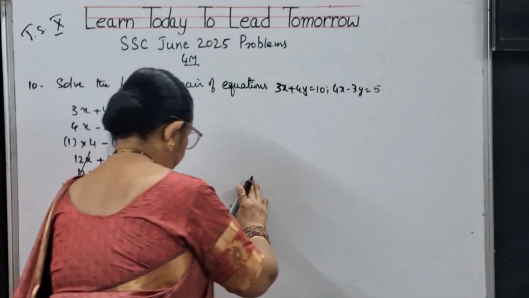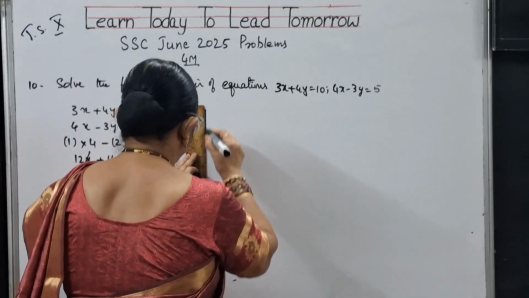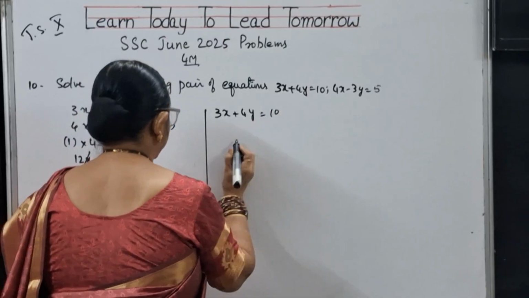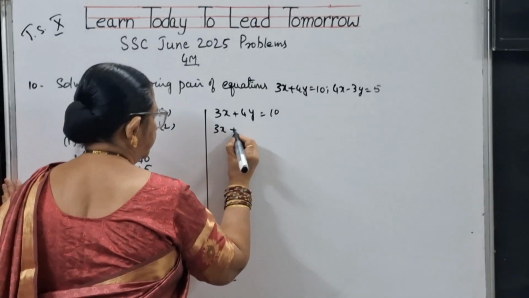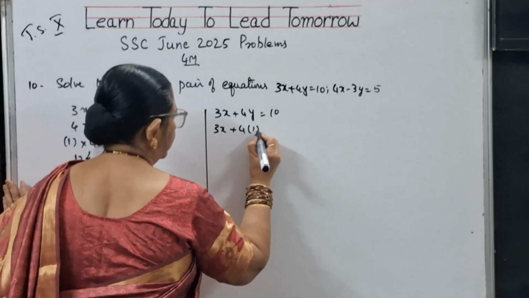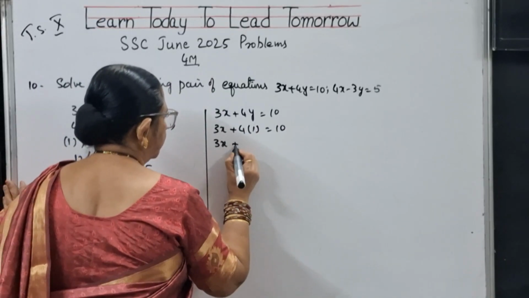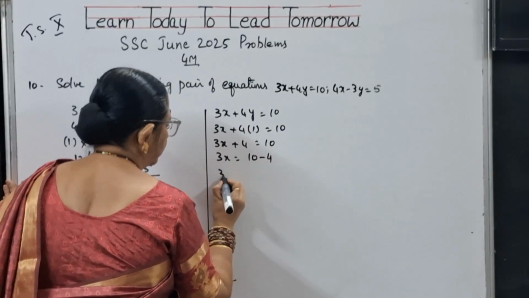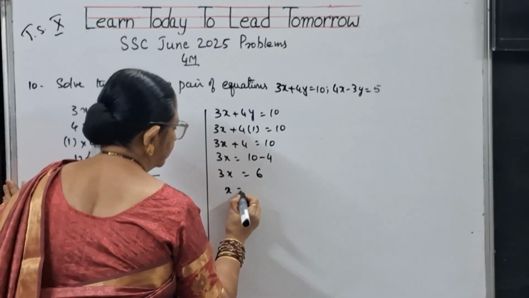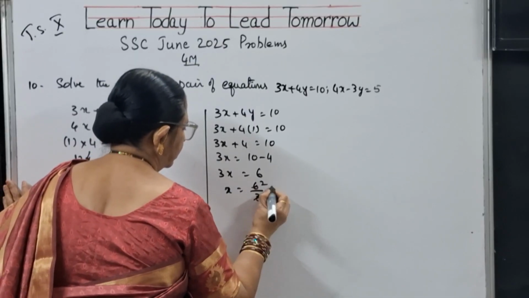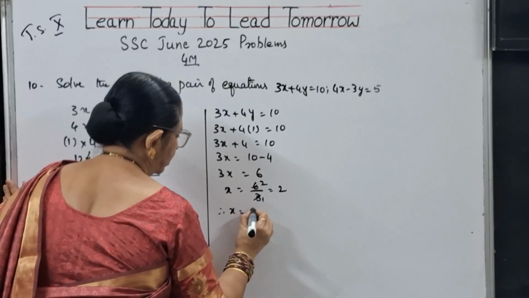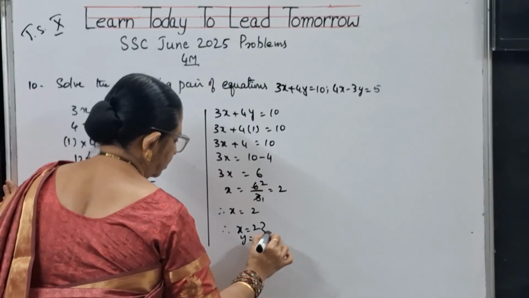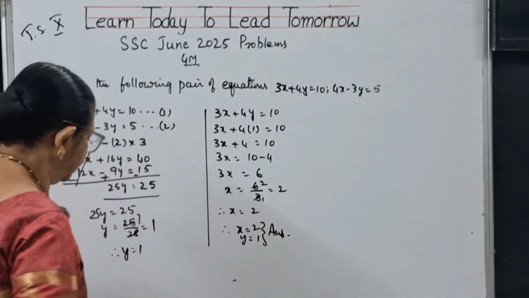So on substituting this y value in any one of the equations, I am taking the first equation, 3x plus 4y is equal to 10, that is 3x plus 4 into the y value 1 is equal to 10. 3x plus 4 is equal to 10, 3x is equal to 10 minus 4, 3x is equal to 6, x is equal to 6 by 3, 3 twos are 6, therefore x is equal to 2. So the answer on the whole is x is 2, y is 1. This is the answer for this problem, children.